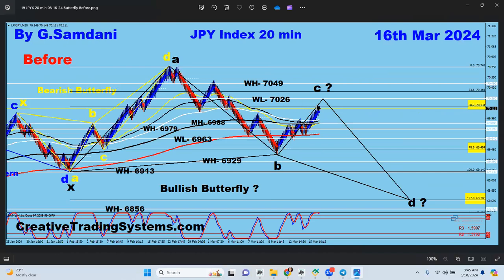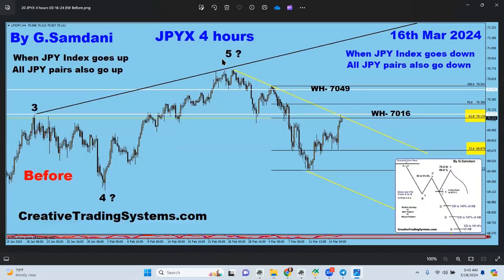7016, right? So 7016 or 7026, this thing should go to the downside. If it goes to the downside, it will go for this pattern. And then what will happen? I forgot to put here, but like I said, every time the yen index goes down, all yen pairs will go down, right? Here's the regular Japanese candlestick chart, and it says here that when the yen index goes up, all yen pairs also go up. When the yen index goes down, all yen pairs go down.